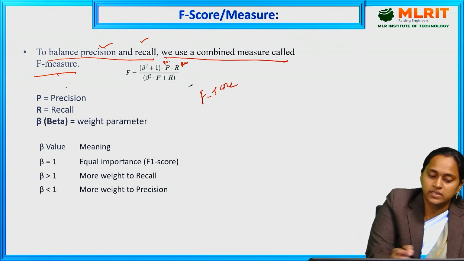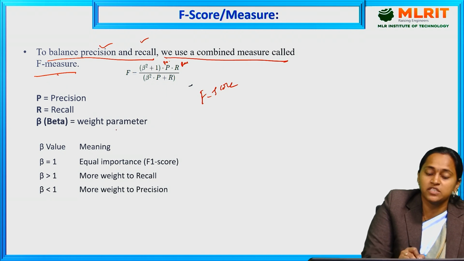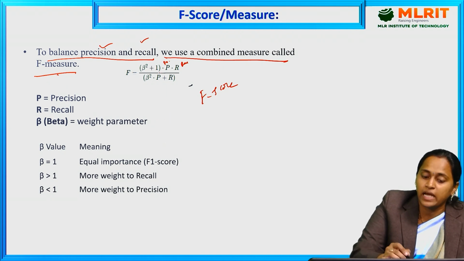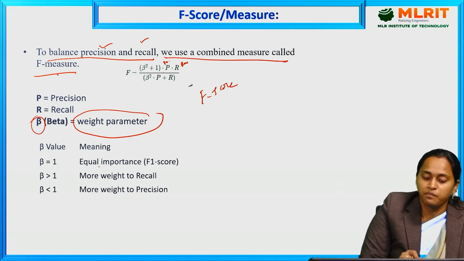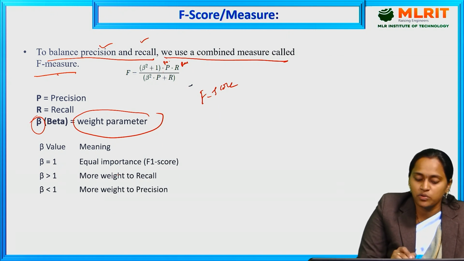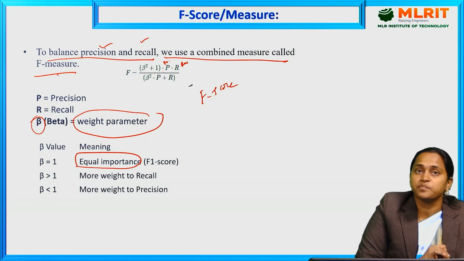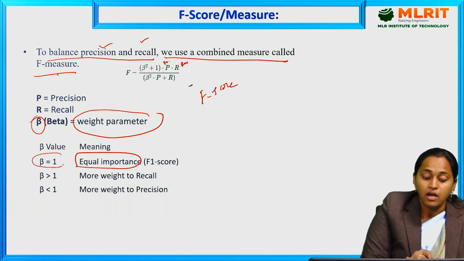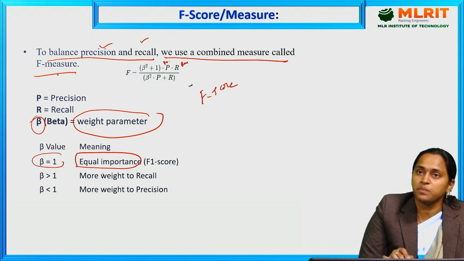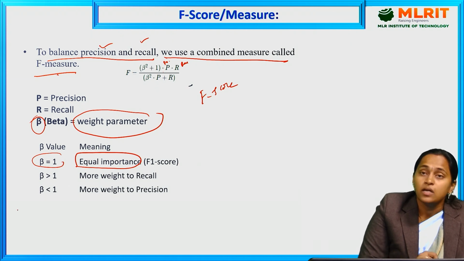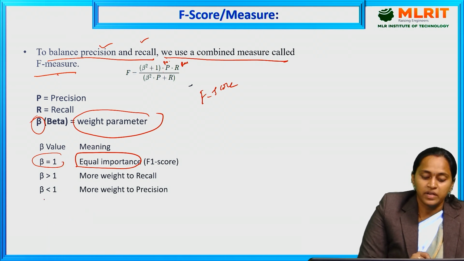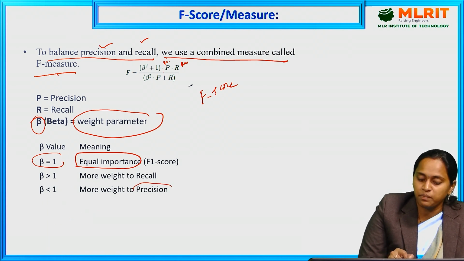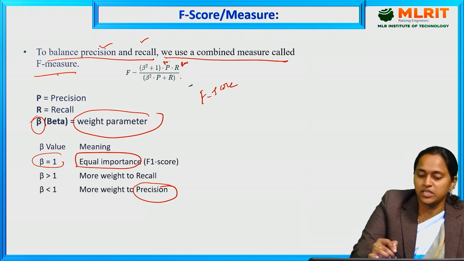So here we already discussed, right? P means precision, R means recall, beta means a weight parameter. That means how much weight we are giving to the precision and recall. It depends on the beta. Suppose beta equals 1, that means equivalent performance. That means we are giving the precision and recall equal importance. Whenever beta is greater than 1, we are giving more weight to the recall. When it is less than 1, we are giving more weight to the precision. This is all about the formula explanation, right?